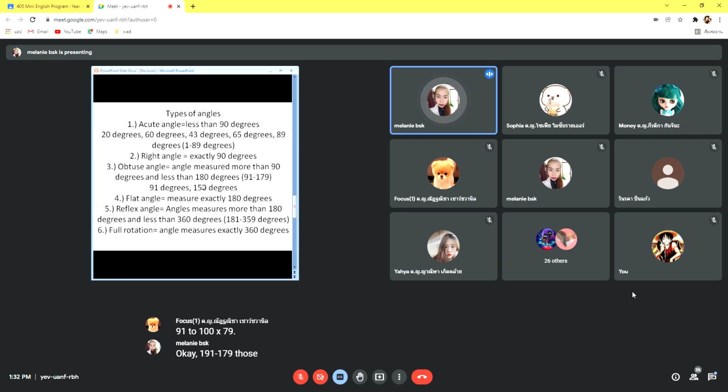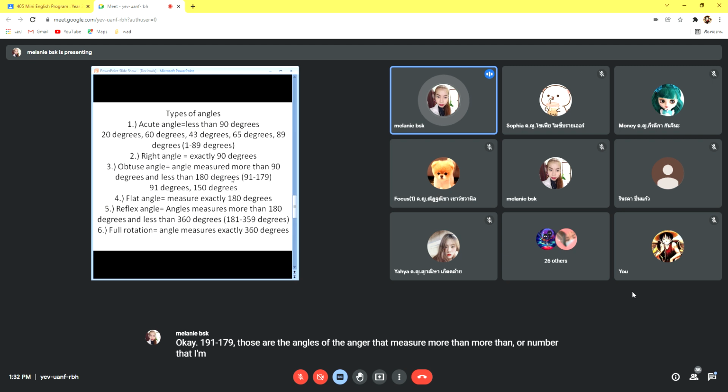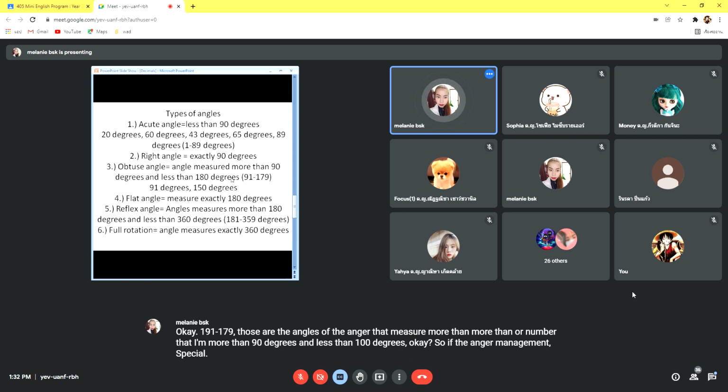Those are the angles, okay, angles that measure more than 90 degrees and less than 180 degrees. So if the angle measures 91 to 179, that is an obtuse angle. Do you understand? Can you follow? Yes.